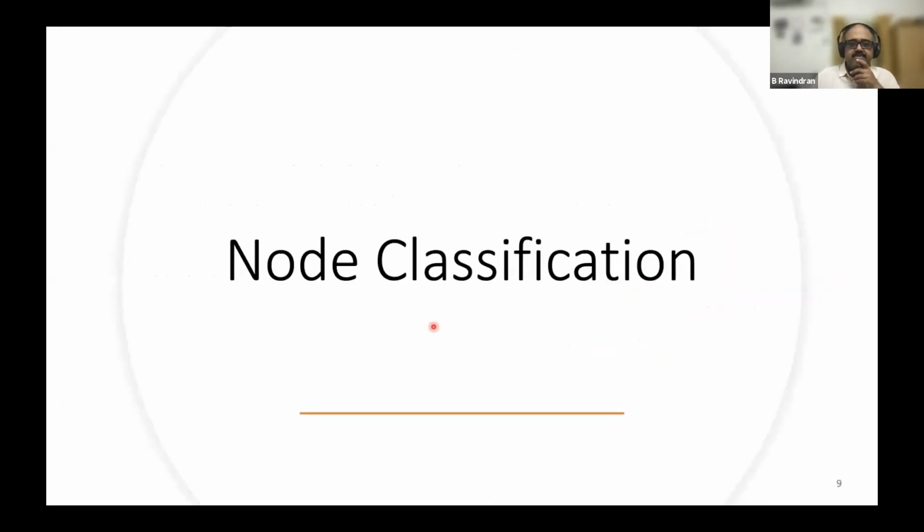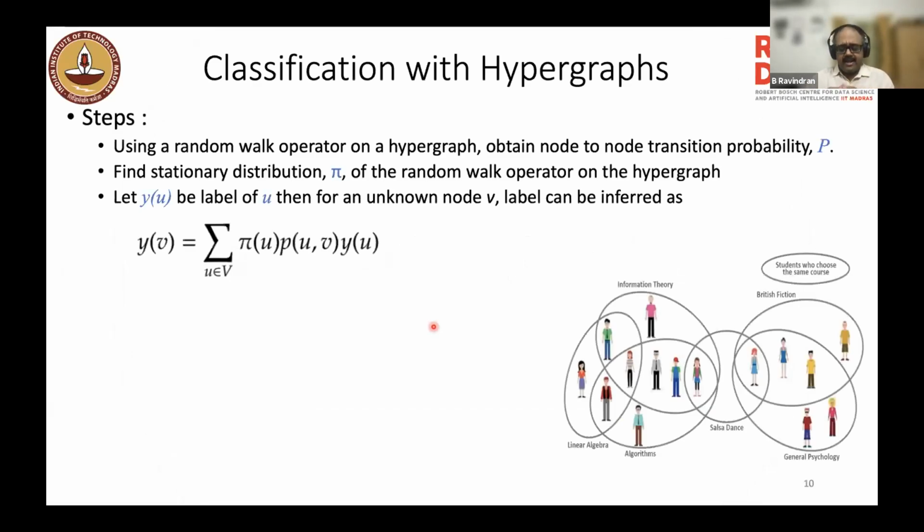Next is node classification, where the goal is that I give you a graph, and for each node in the graph, I would like to assign a label. It could be whether it is an essential gene or not, essential protein or non-essential protein. Or it could be whether this person is a computer scientist or not, from a citation network. The idea here was to do this classification of nodes with hypergraphs and with multi-layer hypergraphs.